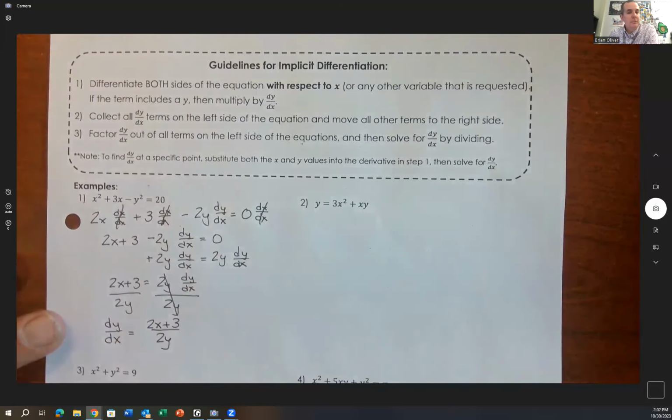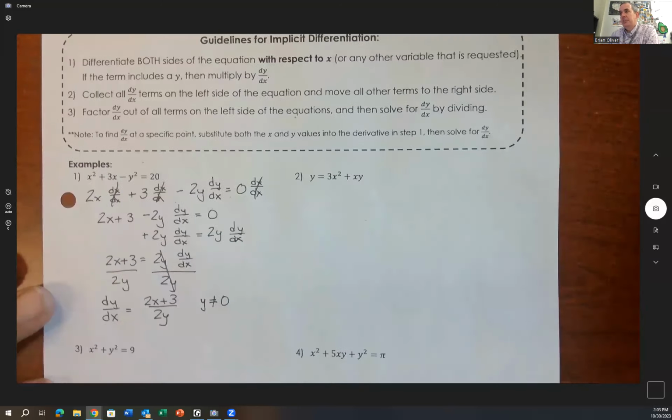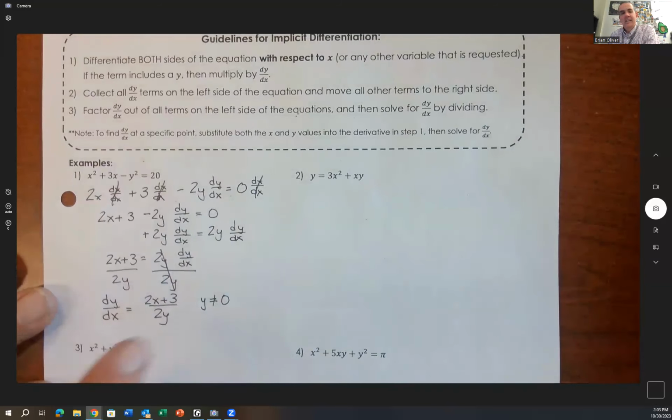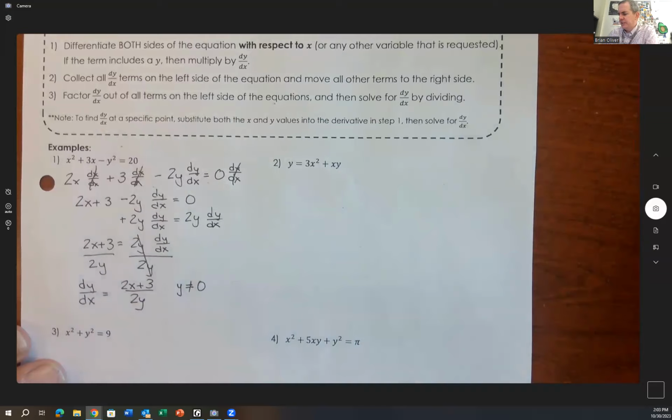The only thing you have to be aware of when you do this implicit differentiation is you need to make sure that the denominator doesn't equal 0. So this is going to be true as long as y doesn't equal 0. What that basically means is if I want to take the derivative of this function with respect to x, I use x and y to figure out the derivative. I know it's a little weird, but you get used to it as you do more of these examples.